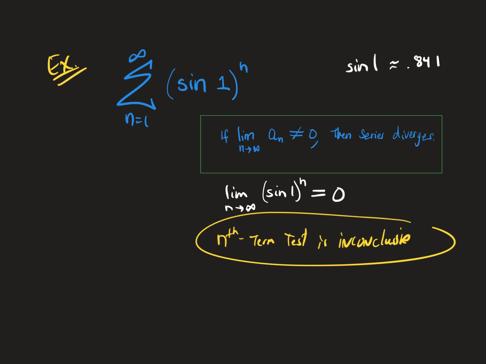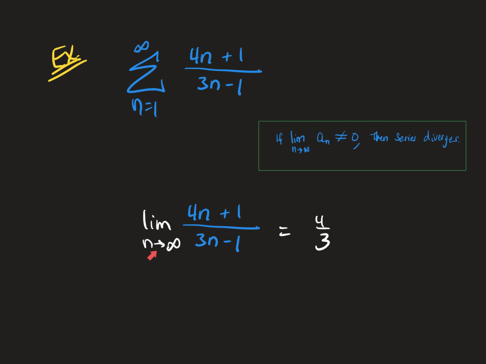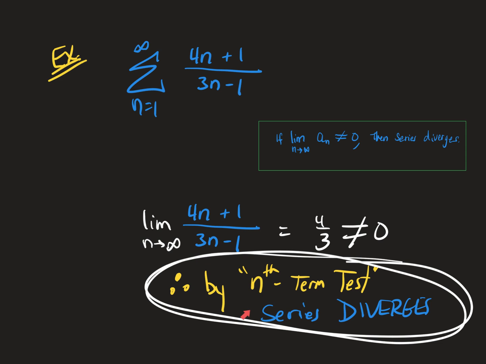Next example. Here we go. So the limit of the nth term as n approaches infinity is 4/3. So we say this is not equal to 0, and therefore, by the nth term test, the series diverges.